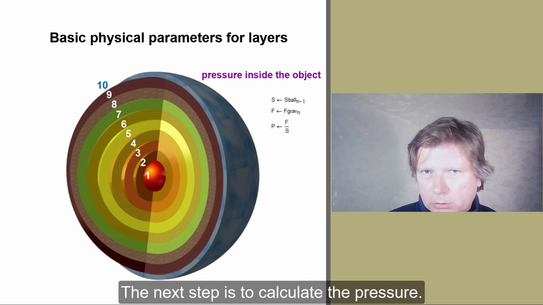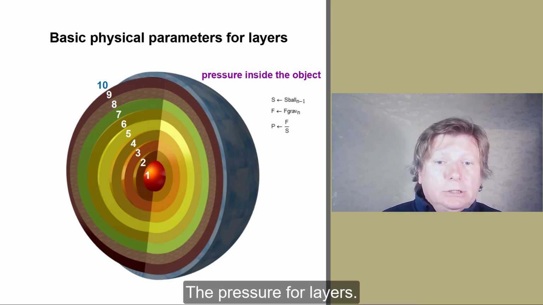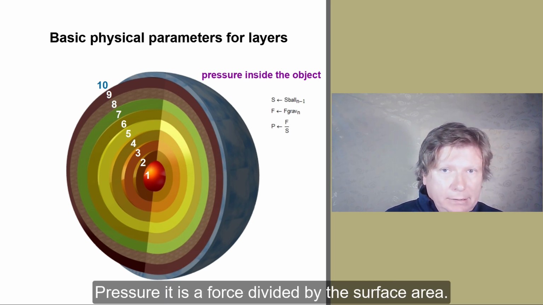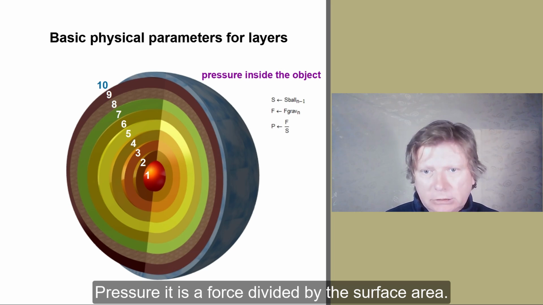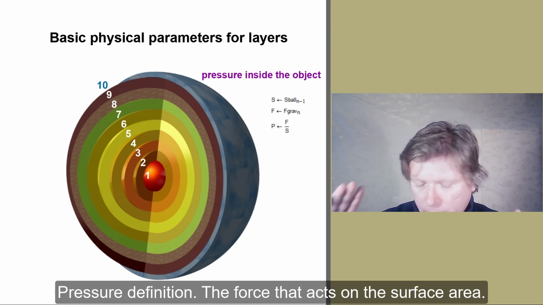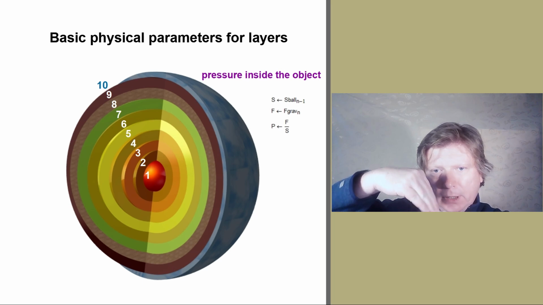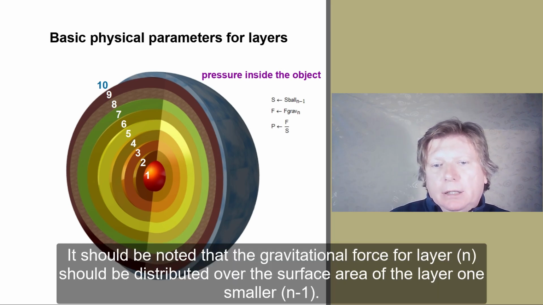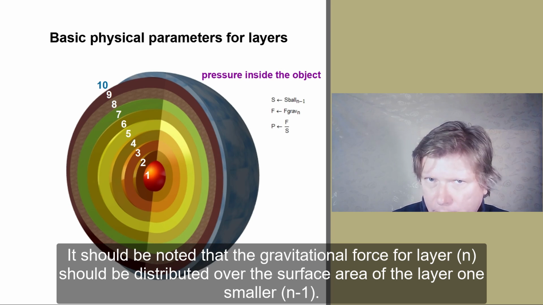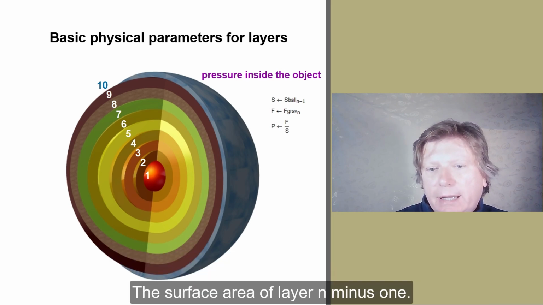The next step is to calculate the pressure, gravitational pressure inside the object. The pressure for layers. Pressure is a force divided by the surface area. Pressure definition: the force that acts on the surface area. It should be noted that the gravitational force for layer N should be distributed over the surface area of the layer one smaller, N-1, the surface area of layer N-1.